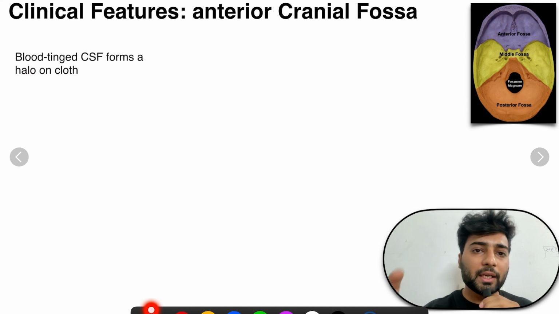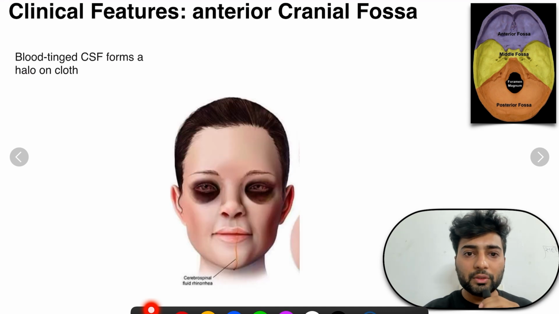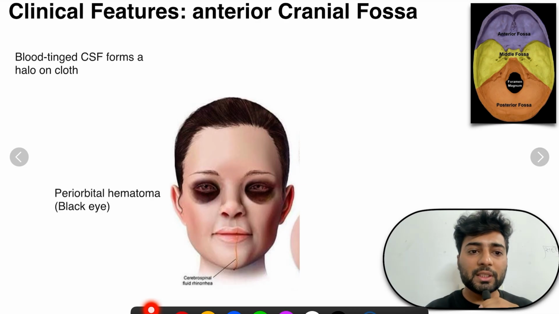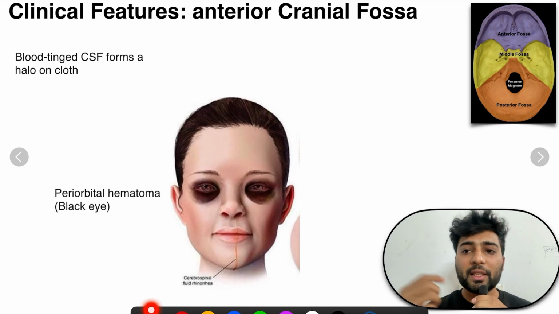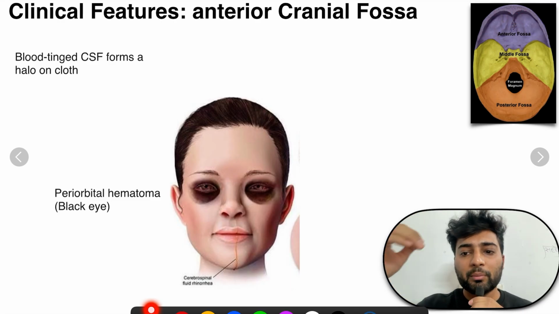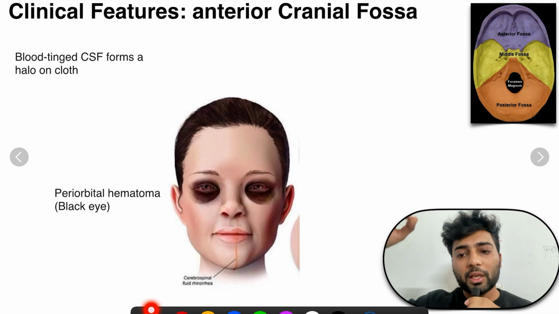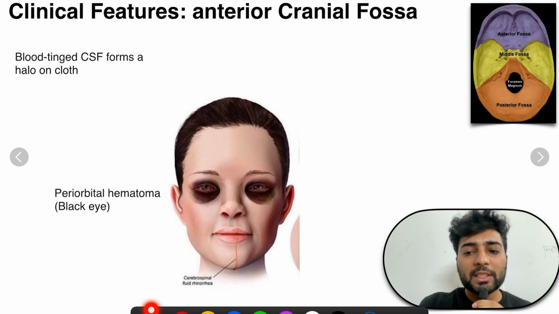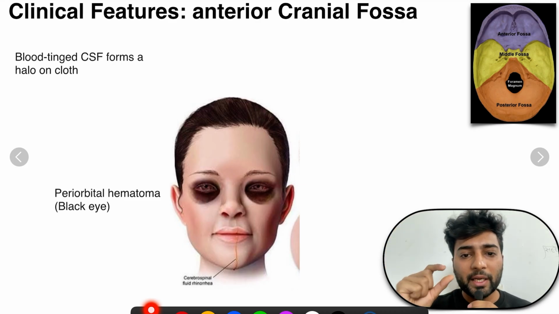Fracture of the anterior cranial fossa. The first one is here, you can see the blackening of this eye. This is periorbital hematoma. The fracture has occurred in the brain where the anterior cranial fossa is, but the blood has extravasated or come down due to gravity to this space. Why this space? Because it has the fat which can usually accumulate this blood.